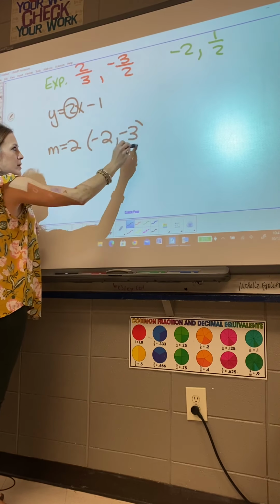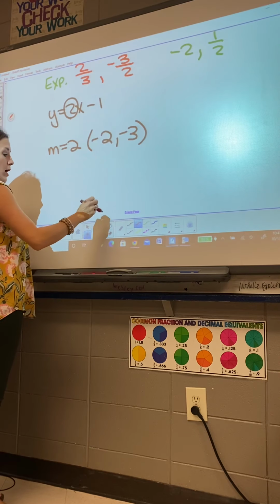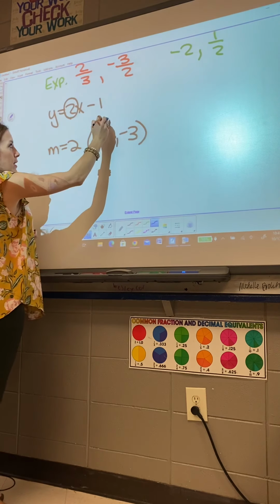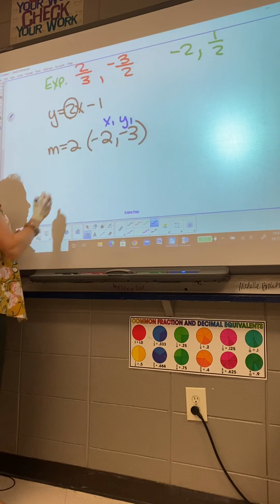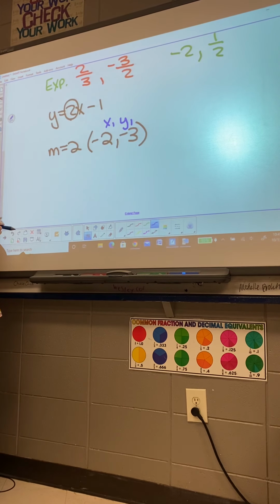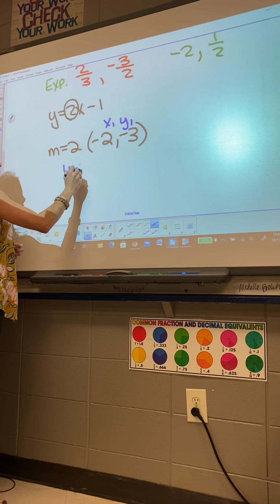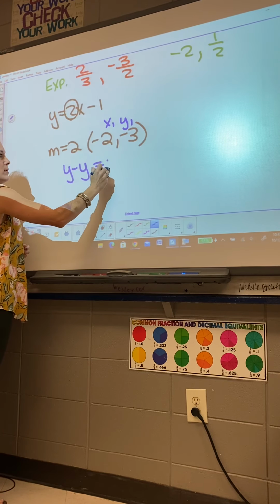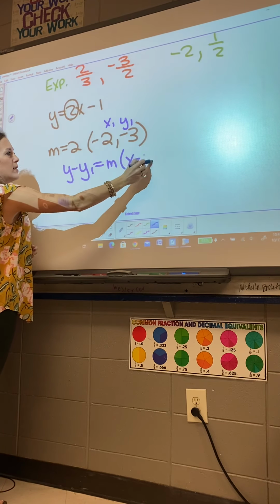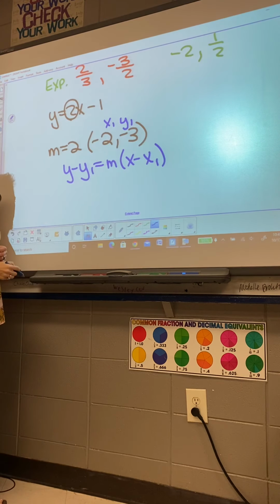All right, so this is what we're going to do, okay? We're going to label our ordered pair. That's my x1, y1. This ordered pair right here. Question, where'd you get -3 from? It's the ordered pair. It's on the graph. You see it? Okay. All right, so we're going to use our point slope formula. Our point slope formula is y minus y1 equals m times x minus x1. That's our formula.